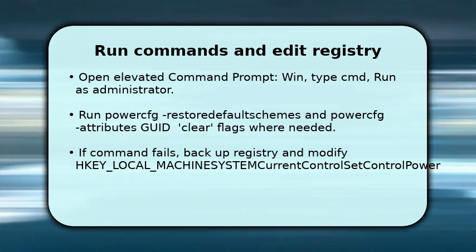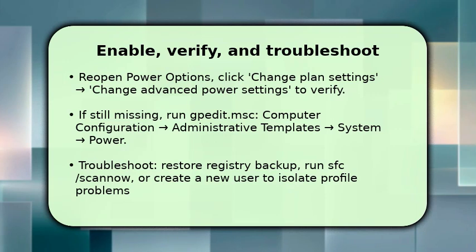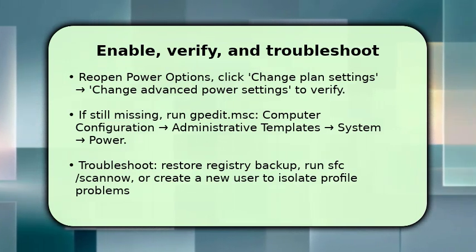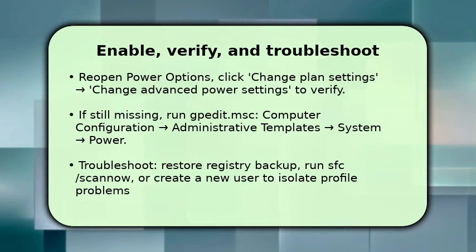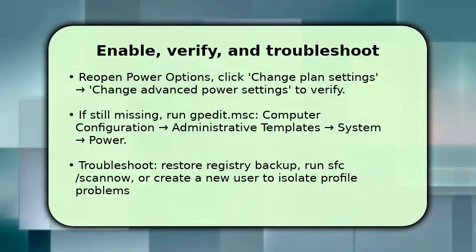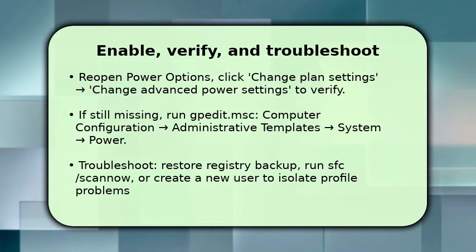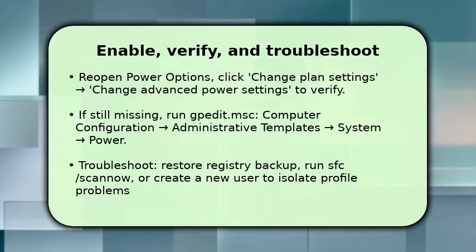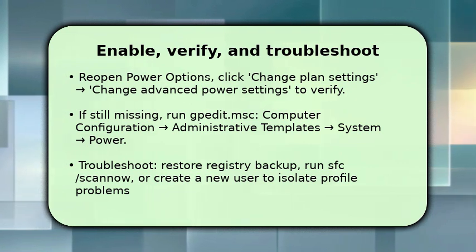Finish by reloading power options and opening change advanced power settings. You should now see previously missing entries. If not, use gpedit.msc to check group policy under Computer Configuration, Administrative Templates, System, Power, and set related policies to not configured. Make sure to reboot after changes, because policies and registry edits often require a restart.